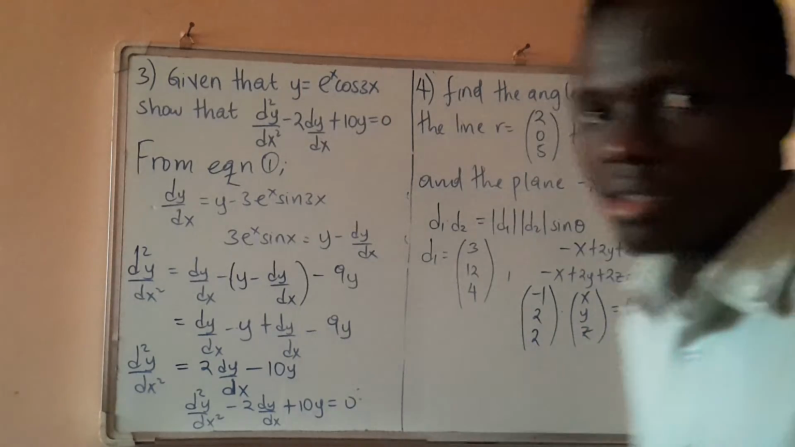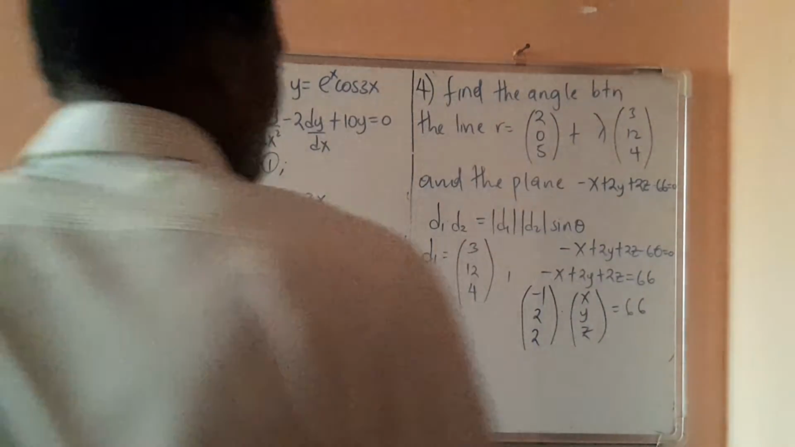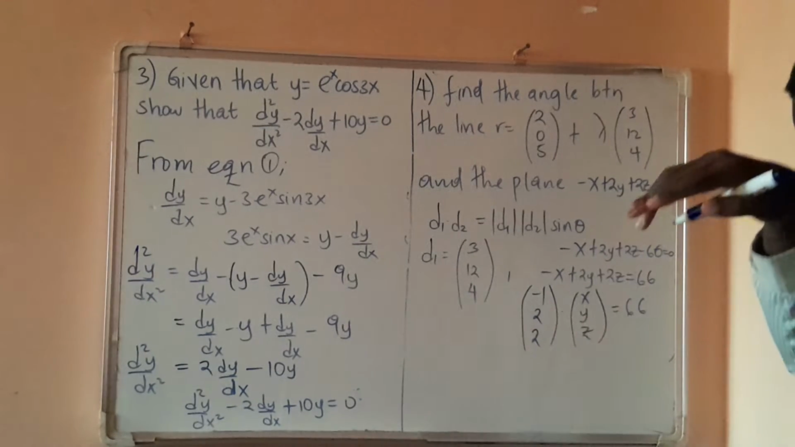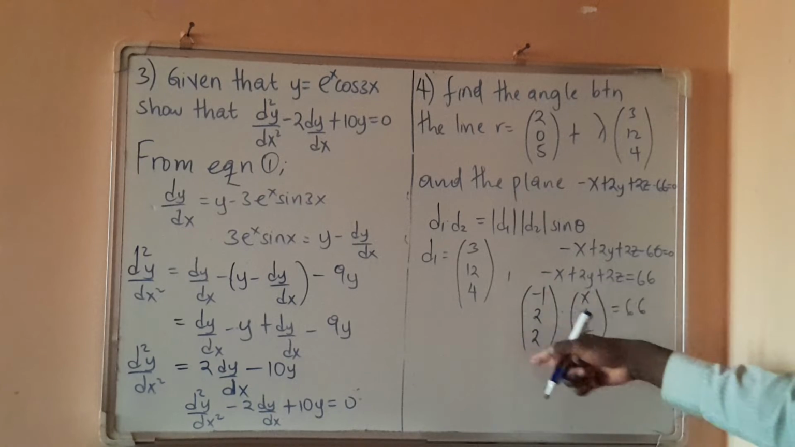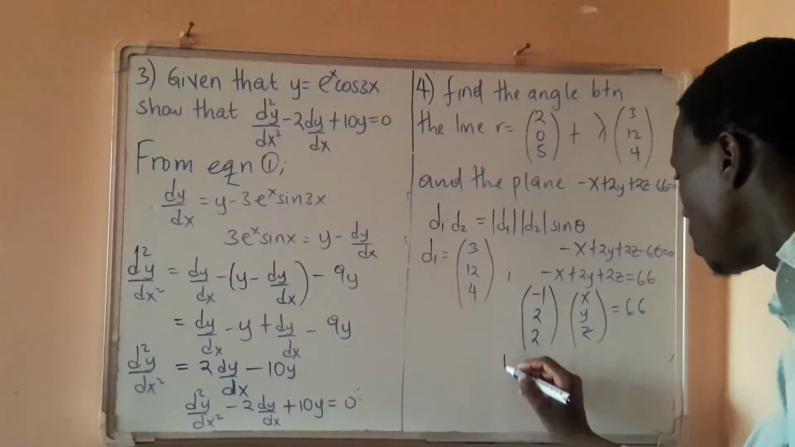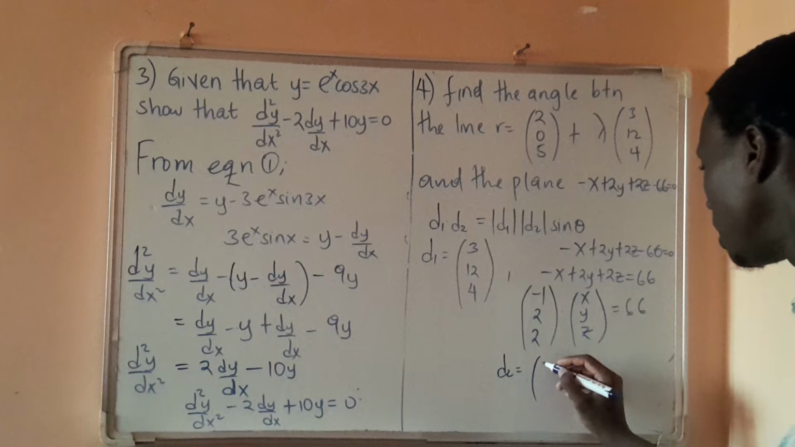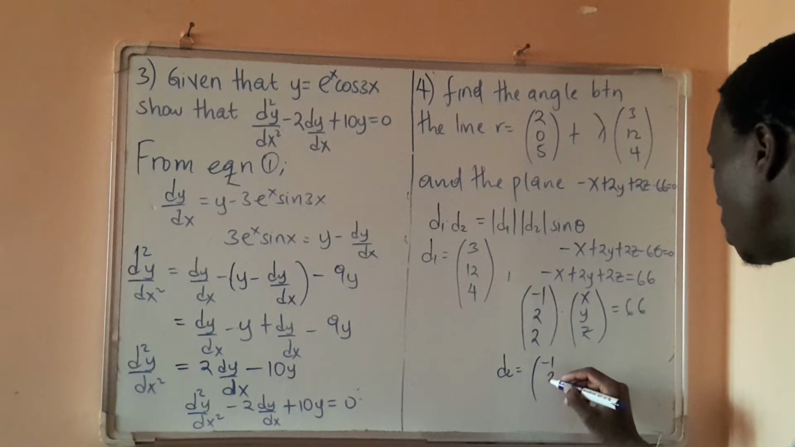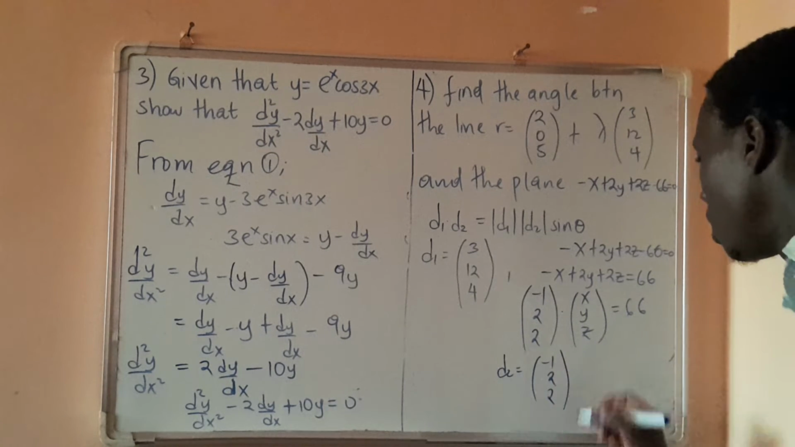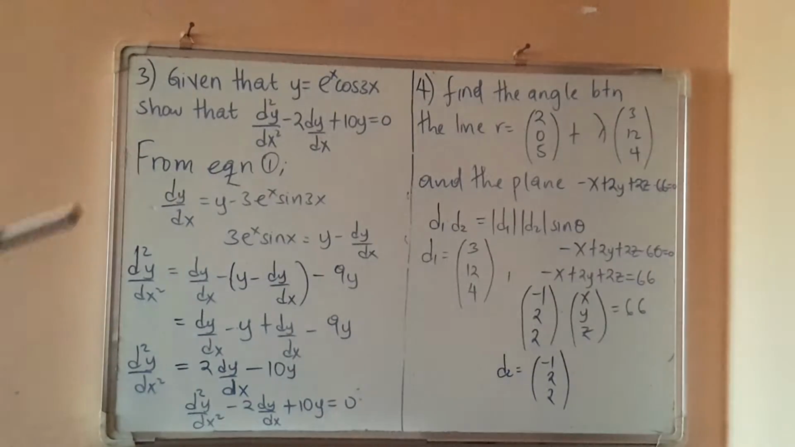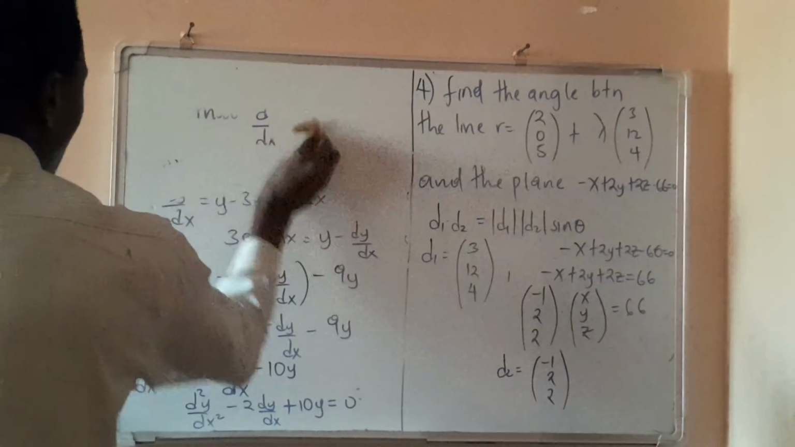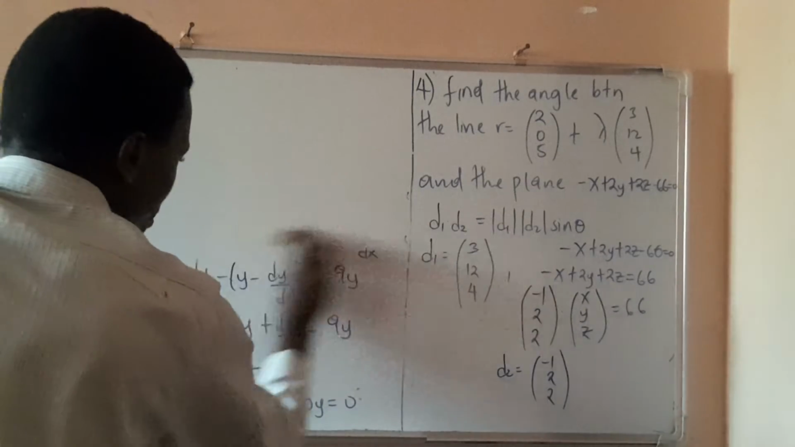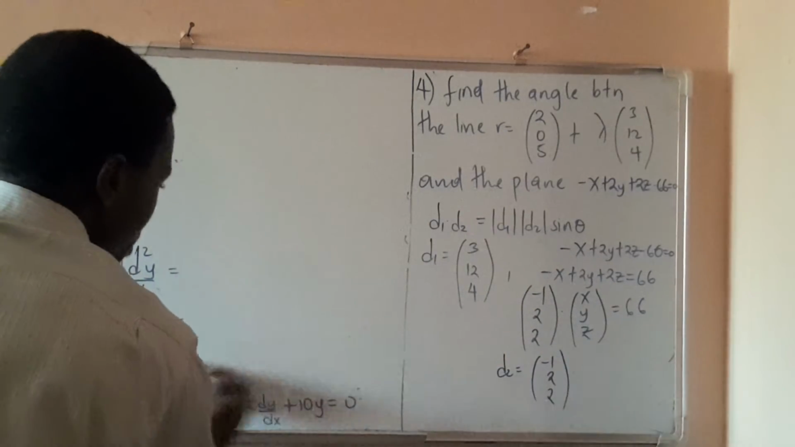So this is the dot product of x, y, z with this vector here. Still, we'll go back to that plane. So D2 is this vector here. So D2 is equal to -1, 2, 2. That is D2. And D1 is that. Now we can substitute in that formula and try to evaluate a few things.